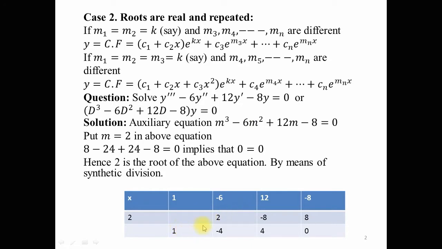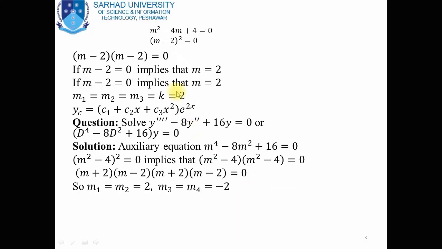Now the other depressed equation is m square minus 4m plus 4 is equal to 0. So this is the depressed equation, m square minus 4m plus 4 is equal to 0. Now by using the formula a minus b whole square, a square minus 2ab plus b square, we obtain m minus 2 whole square is equal to 0. So m minus 2 whole square can be written as m minus 2 into m minus 2 is equal to 0. From this expression we obtain m minus 2 equal to 0 implies m is equal to 2, and m minus 2 equal to 0 implies that m is equal to 2.